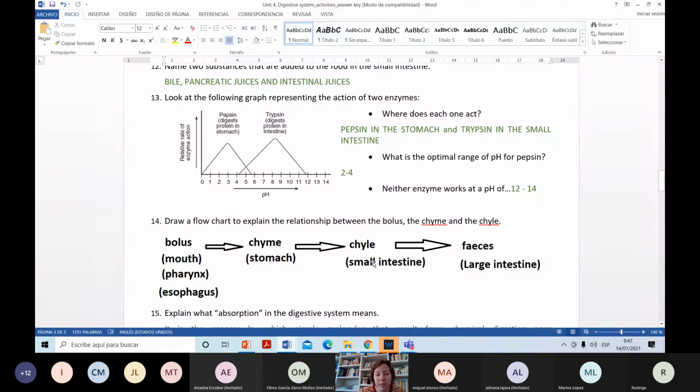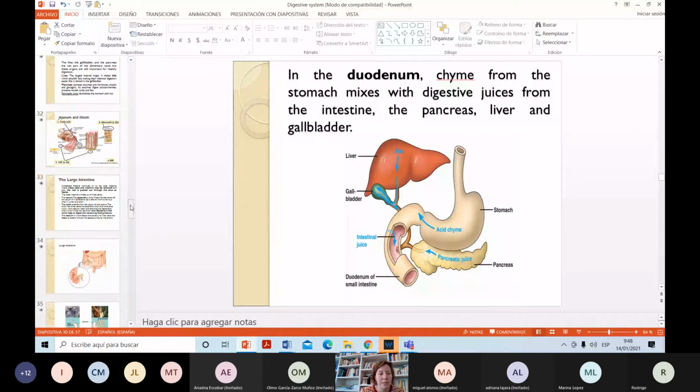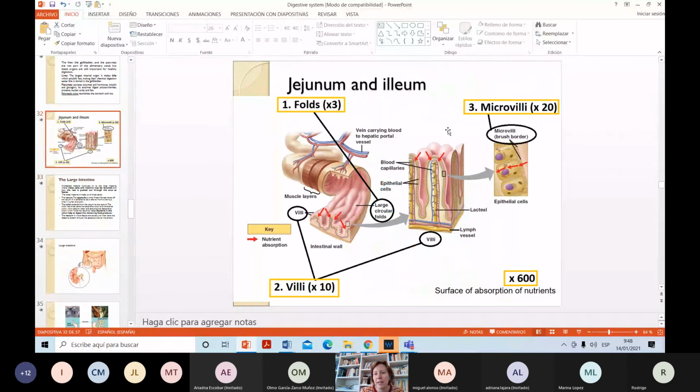Once we've got these liquids, that is not liquid with complex nutrients, but liquid with simple nutrients. That is the most important difference between the chyme and the chyle. The chyle is in the small intestine and it contains simple nutrients. Once we've got this liquid with simple nutrients, those nutrients are going to be absorbed. Where are they absorbed? They are absorbed in the small intestine, and they are easily absorbed thanks to these 3 structures.